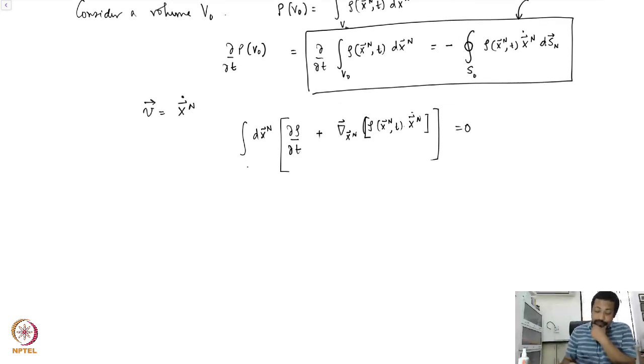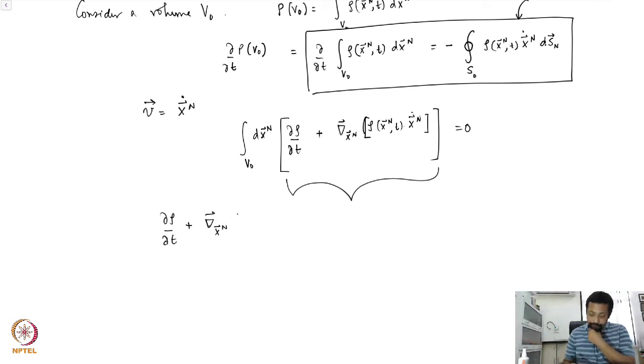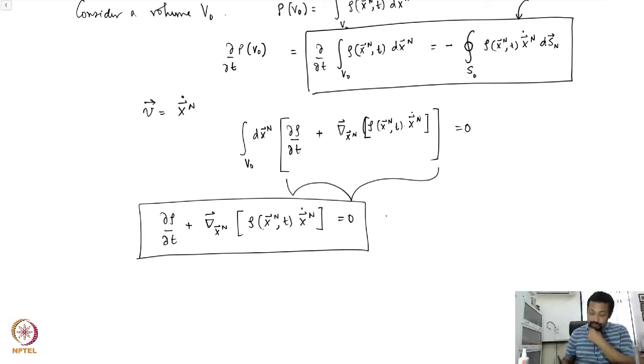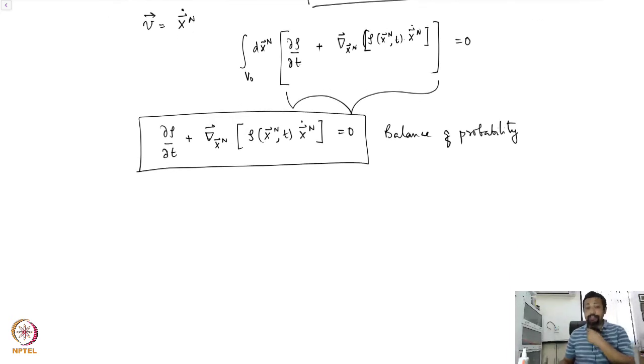Since this is valid for any arbitrary volume V0, the bracketed quantity that you see over here must be 0, so that we have a dynamical equation for the evolution of the probability density, which we write down as del rho del t plus del dot (rho x dot) is equal to 0. This is just a balance of probability. It's the continuity equation that you are writing down for the probability density rho of xn, right?